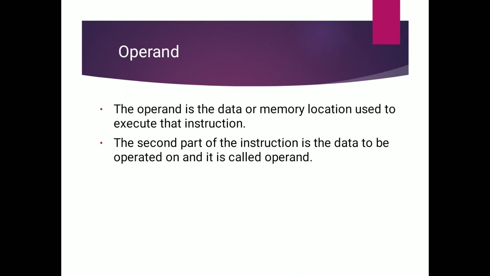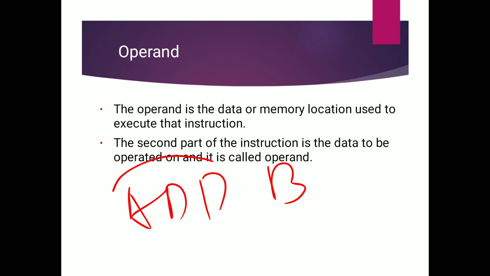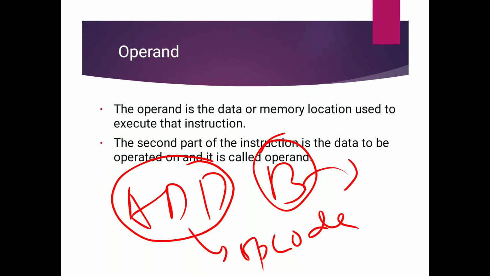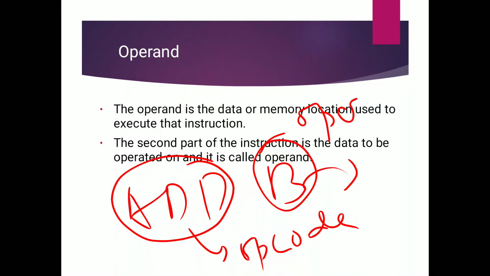Operand. The operand is the data or memory location used to execute that instruction. The second part of the instruction is the data to be operated on and it is called operand. Add B instruction is given. The first part of the instruction is the opcode or operation code and the second part of the instruction is the operand.